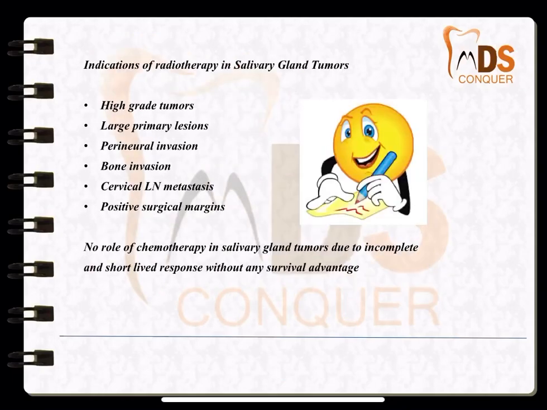Why are they radio resistant? We know that highly differentiated cells which have the least mitotic figures, which are least dividing, are always radio resistant, whereas fast dividing cells are radio sensitive, not radio resistant. That is the reason salivary gland tumors are radio resistant and not radio sensitive, because they have fewer dividing cells.